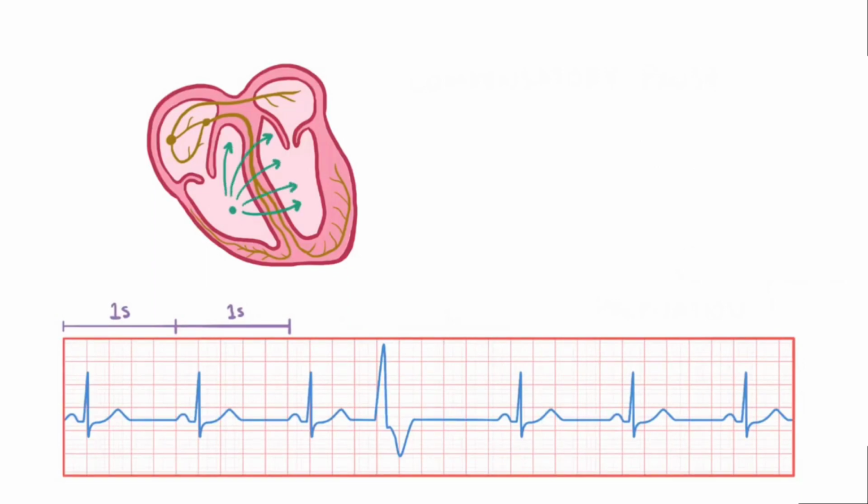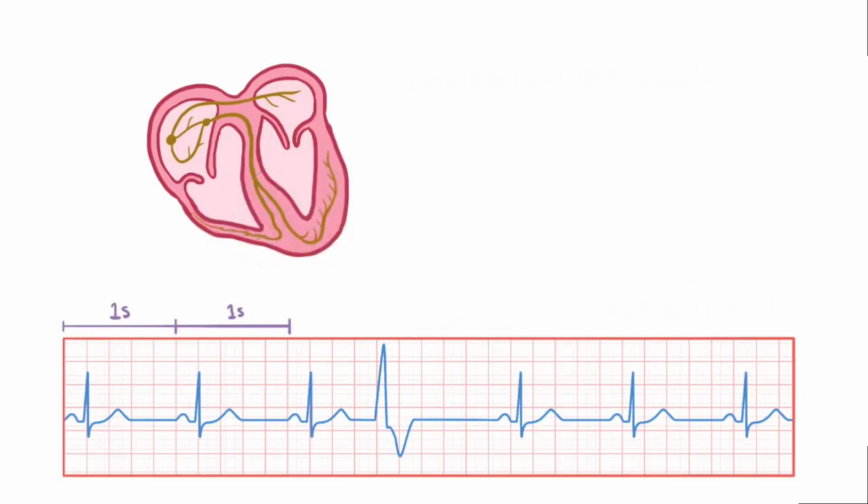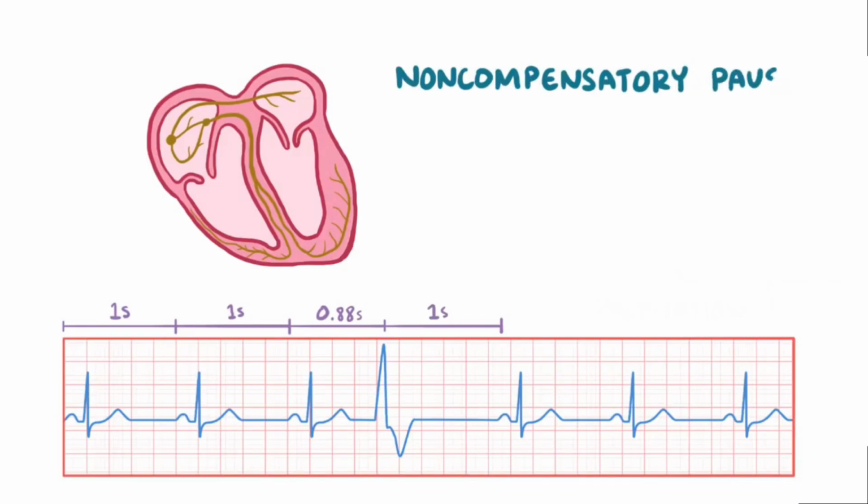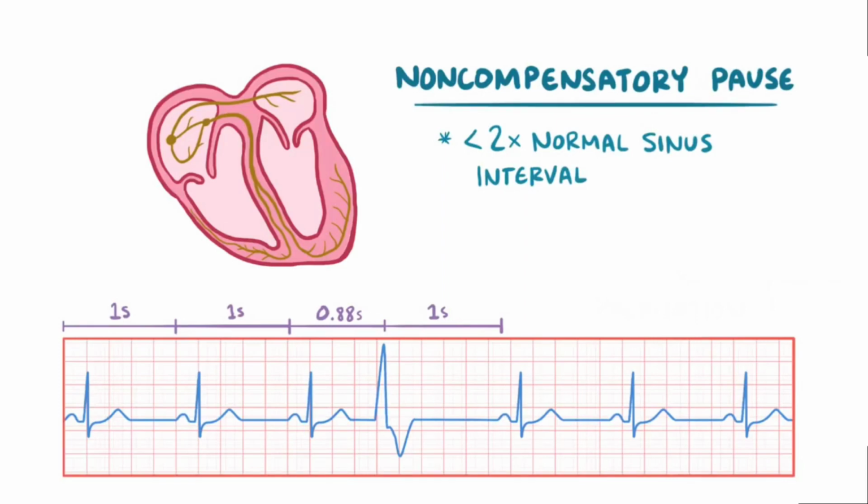Alright, now let's run a slightly different scenario, one where the PVC comes a little bit later, after the atrium comes out of refractory. In this case, the wave of depolarization makes it into the atrium and depolarizes the atrium, including the sinus node. So essentially the sinus node resets about 4.4 boxes from the last, or 0.88 seconds. In this case, after being depolarized, the sinus node waits its 1 second, and then sends another signal, and again we carry on as normal. This time we call this a non-compensatory pause, because the sinus complex lands less than 2 times the normal sinus interval. And this is how you can tell if the PVC depolarized the atrium or not.